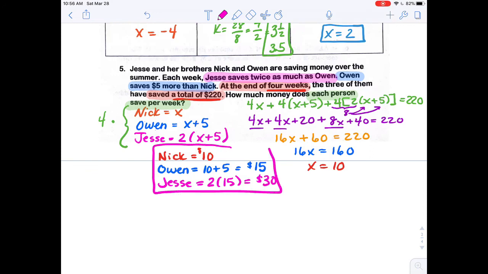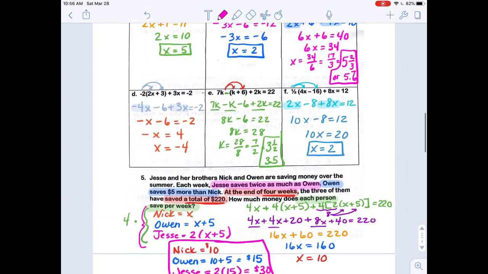Now notice I did show all of my work. You need to get in the habit of doing that and writing out each part of the problem so people and the reader can actually see what your variables are representing.